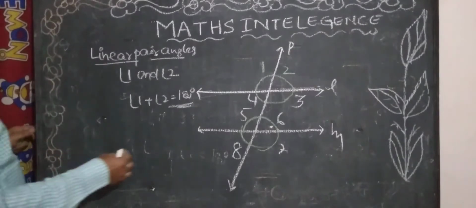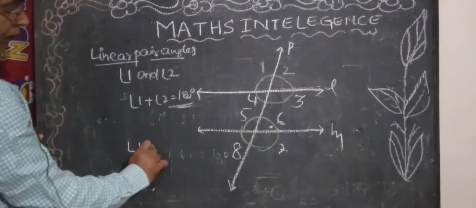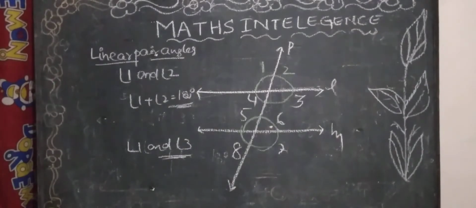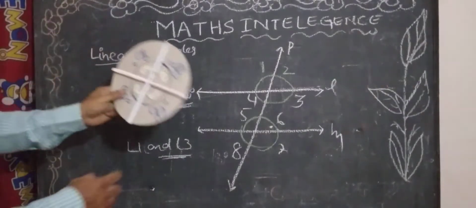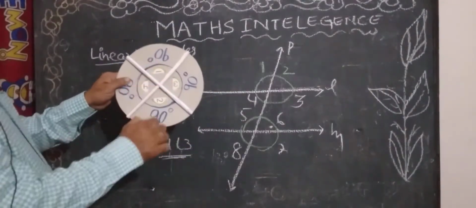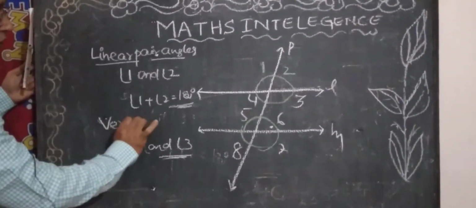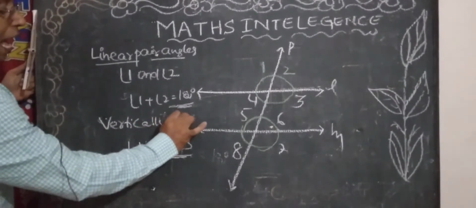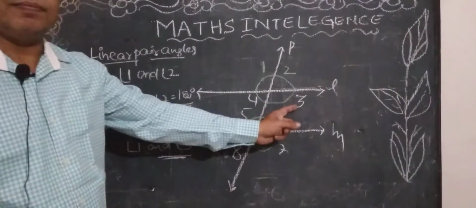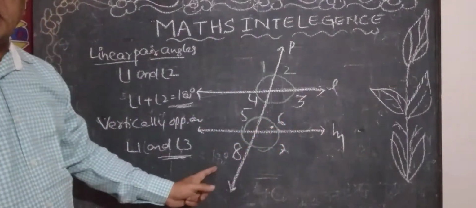And one more. In the previous class we discussed angle 1 and angle 3. What type of angles are these? See, now these two angles, angle 1 and angle 3, we can discuss as vertically opposite angles. What are vertically opposite angles? Here they are angle 1 and angle 3, angle 2 and angle 4, angle 5 and angle 7, angle 6 and angle 8.